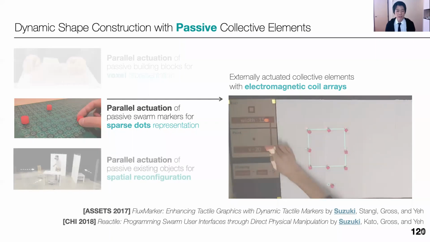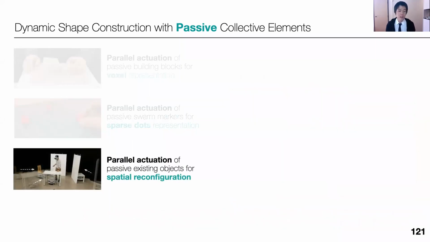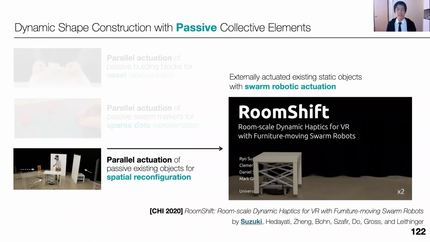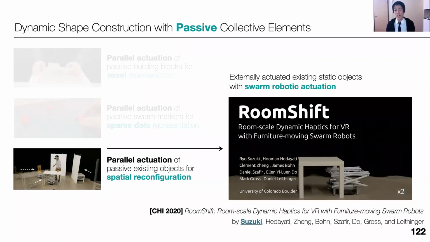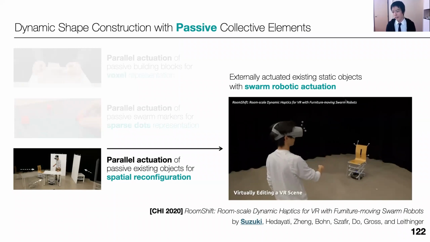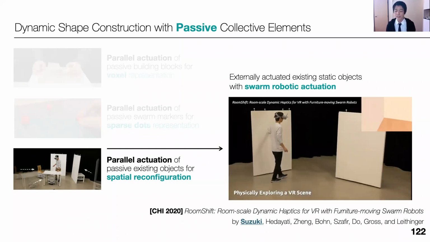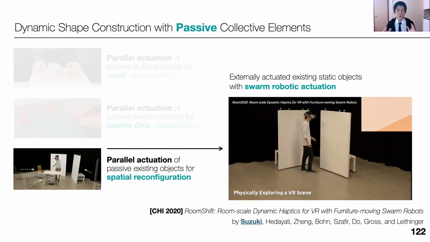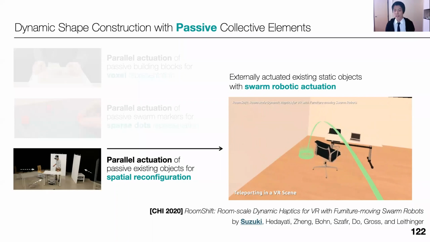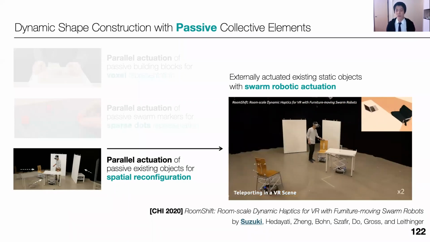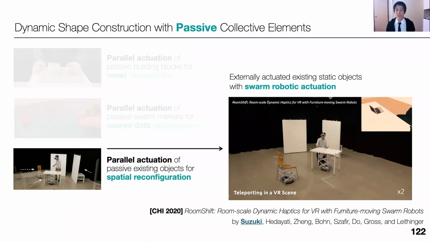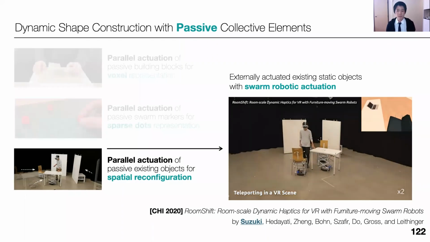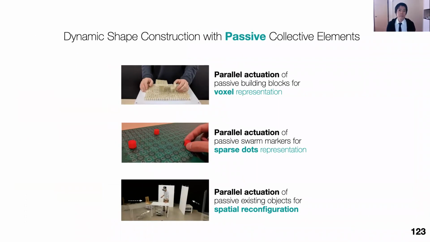I have also explored the parallel actuation of passive existing objects for spatial reconfiguration. In contrast to using custom-built passive elements, we could also actuate existing non-custom-made objects such as furniture, chairs, and desks, so that these robots can move and reconfigure the entire space dynamically, using collective actuation of swarm robots. So again, dynamic shape construction with passive collective elements is demonstrated through these passive projects: Dynablock, Reactile, and RoomSeed.